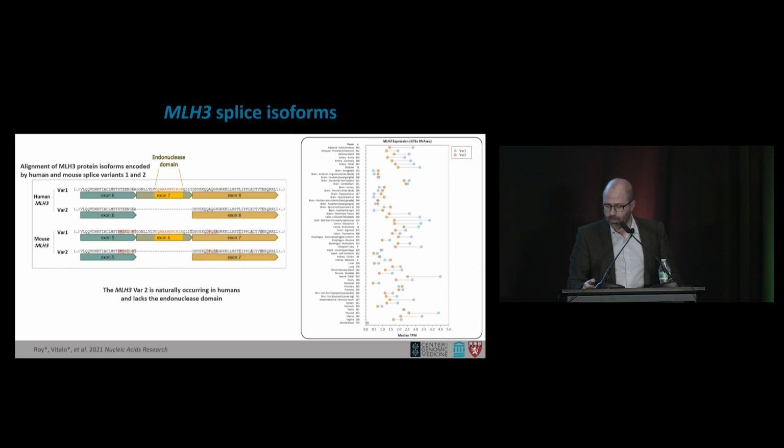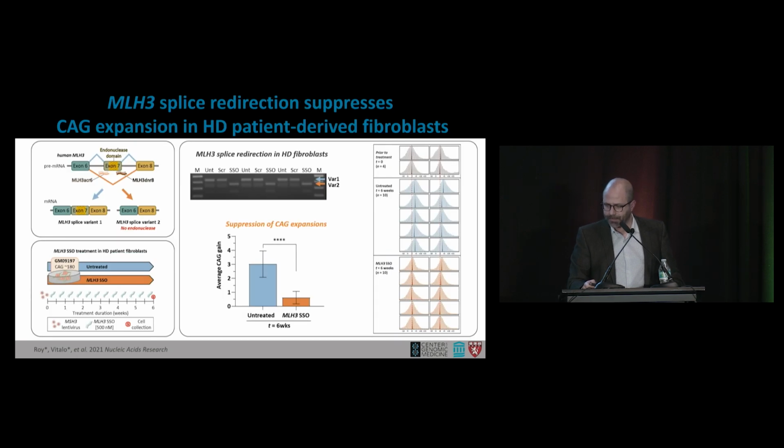In fact, we looked into GTEx data. In some tissues, this is a naturally occurring variant. In some tissues, you even express more of variant 2 than variant 1. So we know that variant 2 is not a deleterious byproduct of that splice switching intervention. And so we treated both.